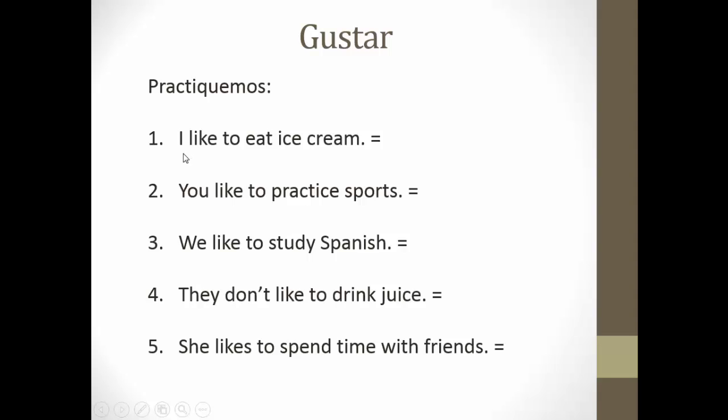Okay, so for the first one, you should say, a mí me gusta comer el helado, or just me gusta comer el helado. Let's look at número dos. You like to practice sports. Again, pause the video, take a minute, see if you can come up with that translation, and then I will help and go through it with you when you play again.